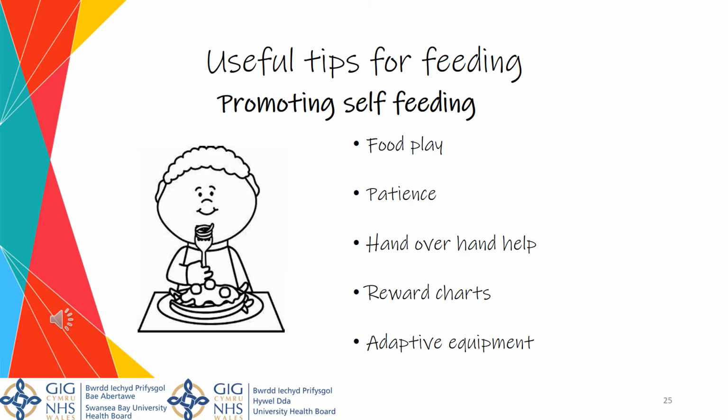Hand-over-hand support. If the child has difficulty with the motor component of feeding, they could be supported hand over hand to provide the physical guidance. Reward charts. These may be a motivational support behind self-feeding, and the use of adaptive equipment, which I will talk more about on the next slide.